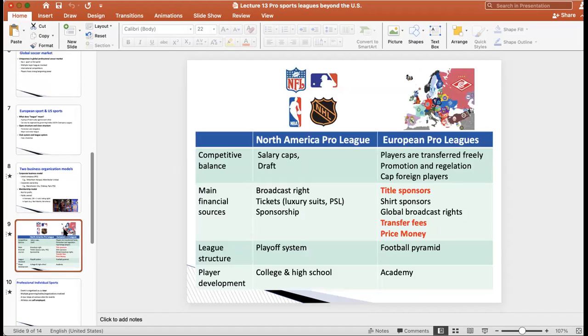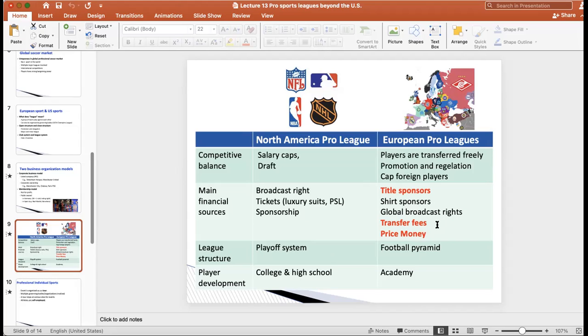And the competitive balance, we talk about, they have salary caps, drafts, and in European models, players are transferred freely, promotion and relegation, cap foreign players. Main revenue sources in the US, we know broadcasting rights, ticket sponsorships. European models, title sponsors, ticket revenues like broadcasting rights, they're still the main things, right? The big difference is title sponsors. American professional sports leagues don't have title sponsors.